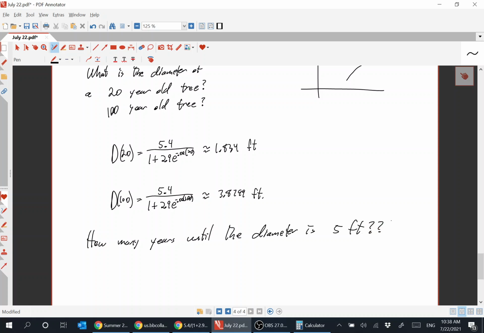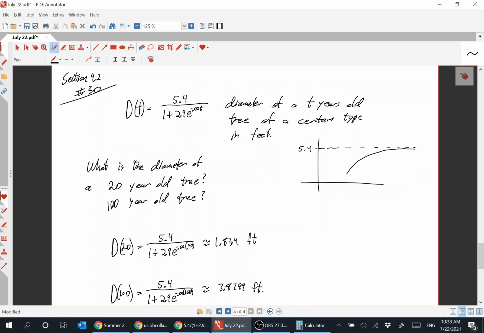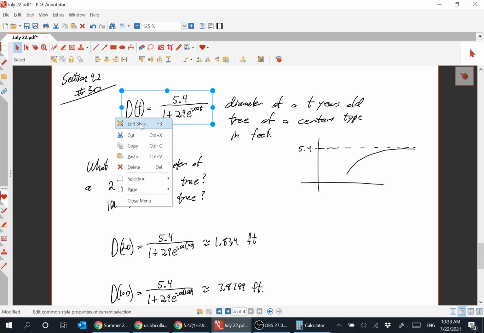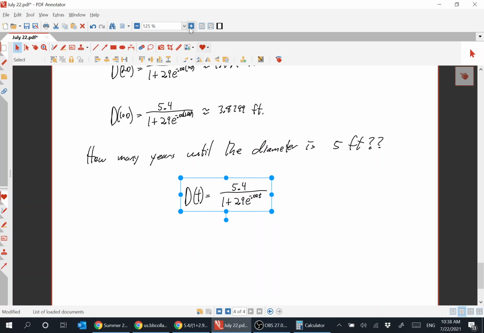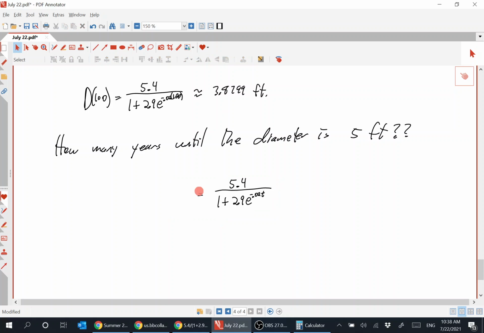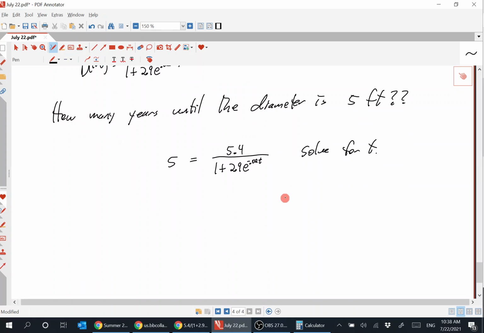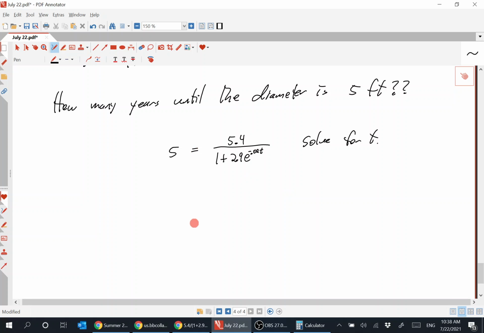All right, so rather than just plugging in values for t to see when we get close to 5.4, let's just solve directly. How many years does it take for the diameter of that tree to reach 5 feet? So 5 is equal to this. Solve for t. Okay, so this one's a little bit more involved than the other equations, but still we've solved stuff like this before.